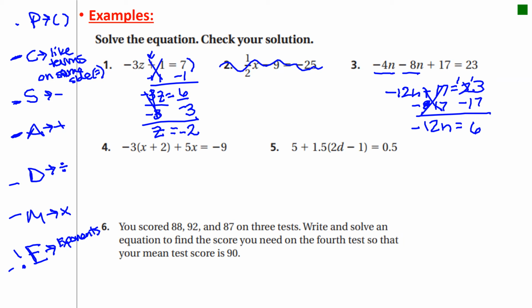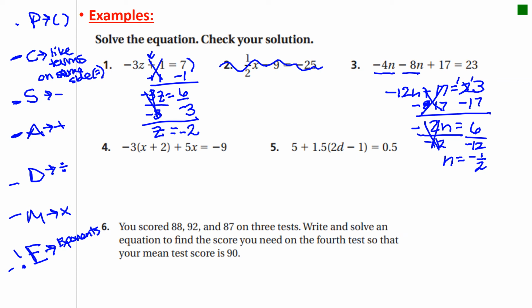Now we are going to go through and see, do we have any addition to undo? That's what we just did. Any division to undo? Nope. Any multiplication to undo? Yes. We're going to undo the multiplication of negative 12 by dividing by negative 12. n equals 12 divided by 12 is 1, so 1n, or just n, equals 6 divided by negative 12. 6 divided by negative 12 is negative 1.5. All right, let's go on to example 4.